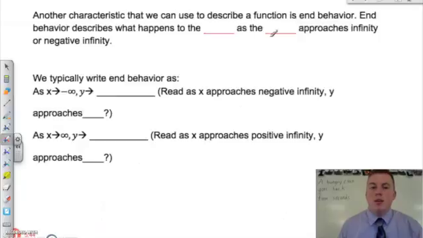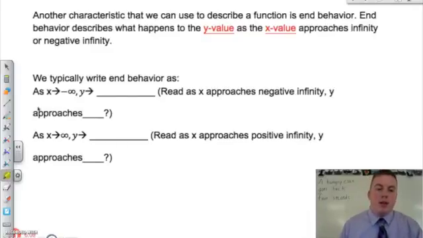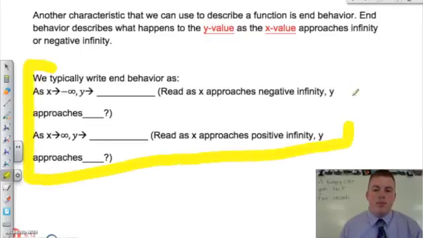All right. So another characteristic that we can use to describe a function is end behavior. End behavior describes what happens to the y value as the x value approaches either infinity or negative infinity. So we're looking at what happens when x gets really, really large and positive, or when it gets really, really large and negative.